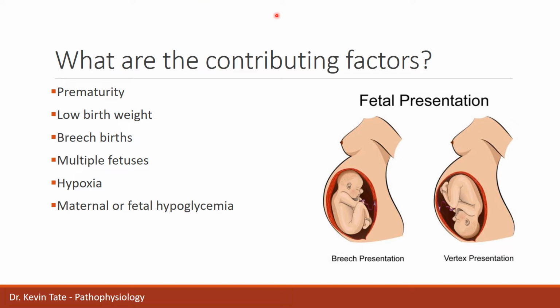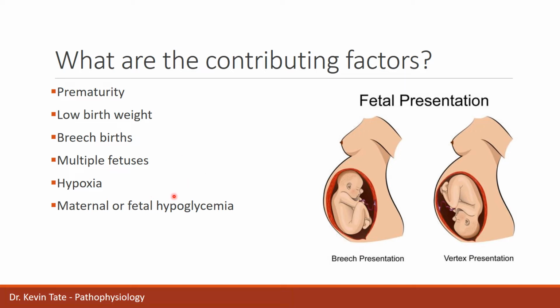So we have a number of risk factors or contributing factors for the development of cerebral palsy, including prematurity. So if the child is born before its due date, low birth weight, breech births. So this is an image of a breech birth in which they are presenting feet first rather than head first for delivery. Multiple fetuses, so twins, triplets, quadruplets, increase the risk.